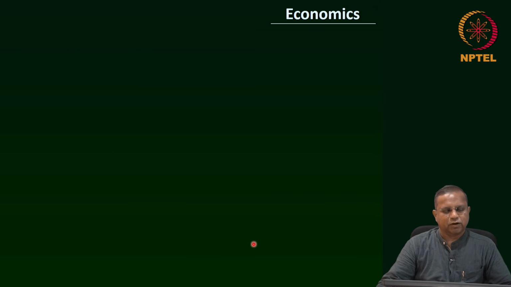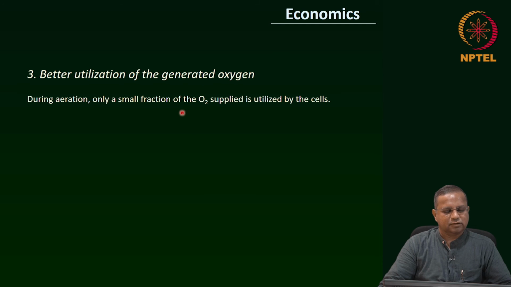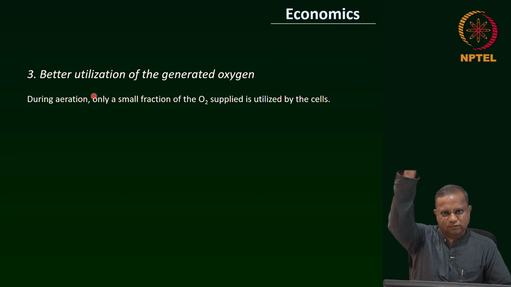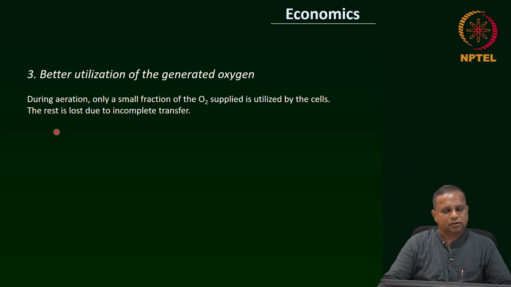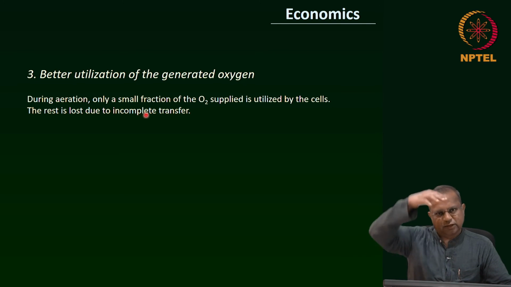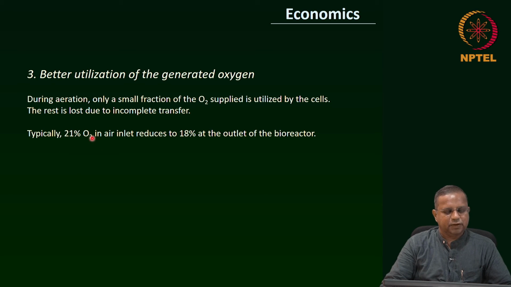We will consider probably one or two more. Better utilization of the generated oxygen. During aeration, as I mentioned, only a small fraction of the oxygen supplied is utilized, the rest is lost with the bubbles. The rest is due to incomplete transfer from the bubbles to the liquid, and then the bubbles go up to the headspace and then they are lost. Typically, 21% of oxygen in inlet air reduces to only 18% at the outlet of the bioreactor. Okay, this is well known.